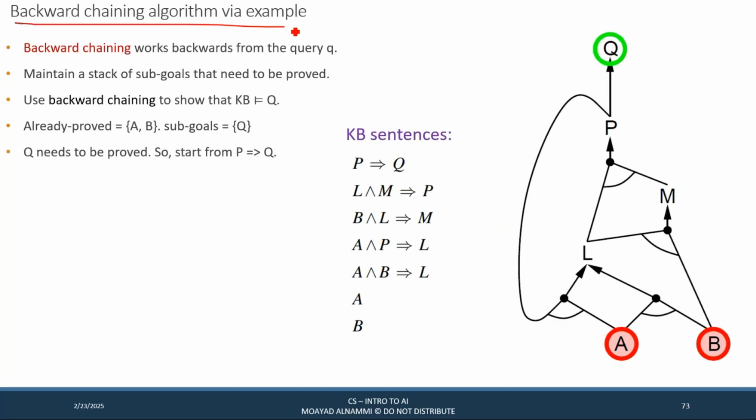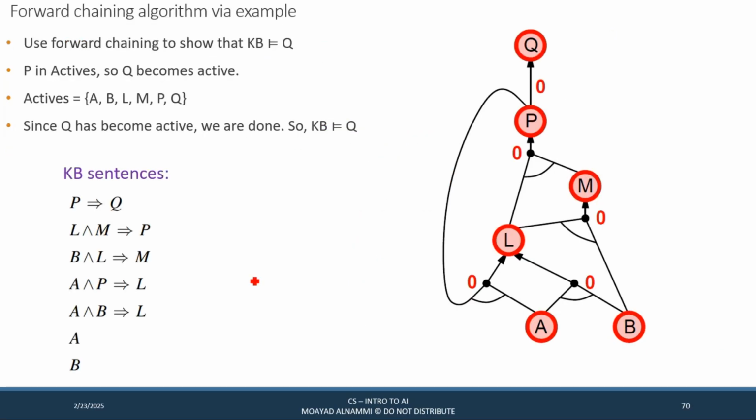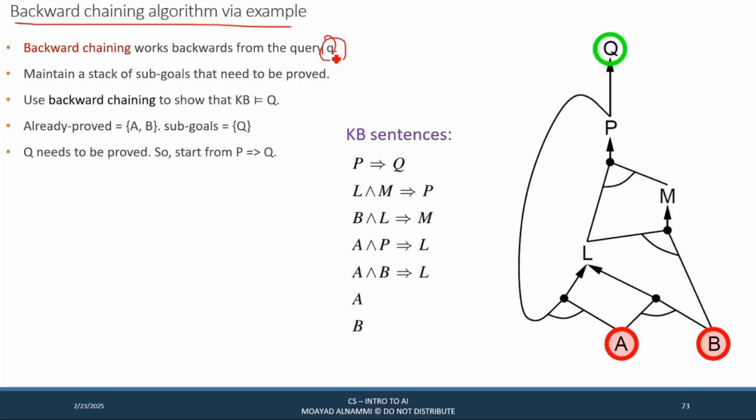What about backward chaining? Backward chaining works in a similar way, but it works backward from the query. Forward chaining works from positive literals and moves forward to the query. Backward chaining starts from the query, which is Q, and moves backward. It maintains a stack of sub-goals that need to be proved. And so when we start, this is our knowledge base, we will start from the query Q. Of course, the positive literals are already proved, and you just activate them directly because they are implicitly activated. They don't need any premise to activate them.